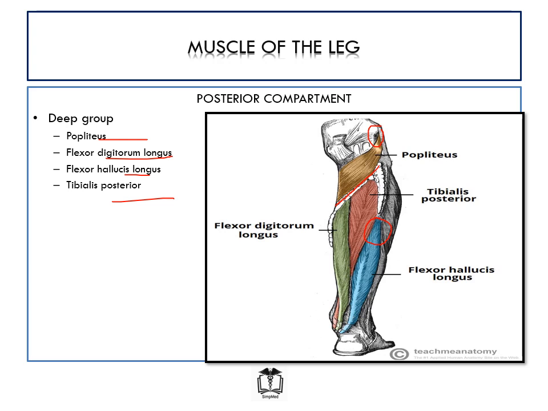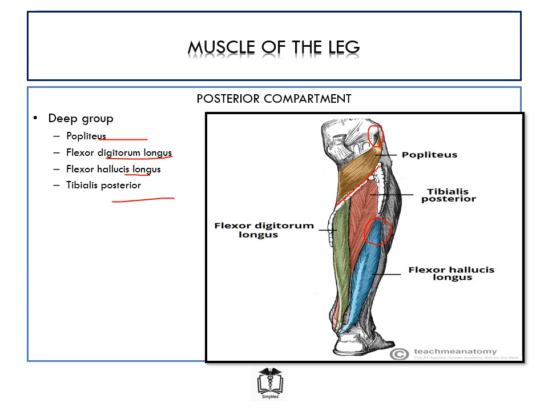It inserts all the way down at the tuberosity of the navicular, also on the cuboid bone, the cuneiform bone, and the sustentaculum tali of the calcaneus bone. And then it also inserts at the base of the metatarsals from the second to the fourth metatarsal. So it inserts at different points of the foot. It is involved in the movement of plantar flexion of the foot and inversion of the foot.